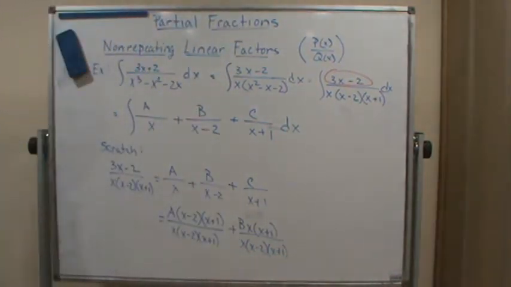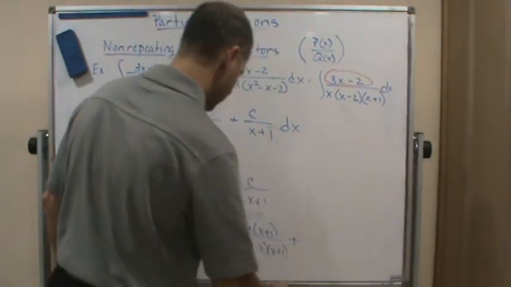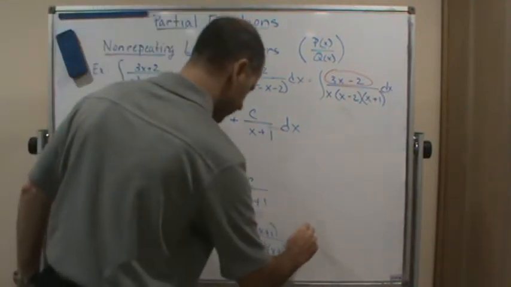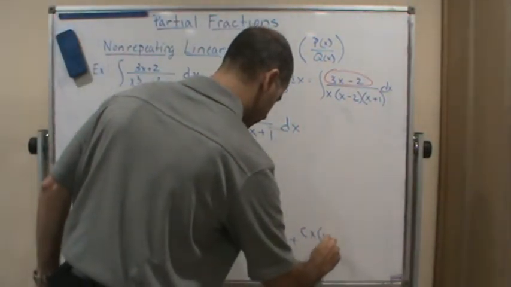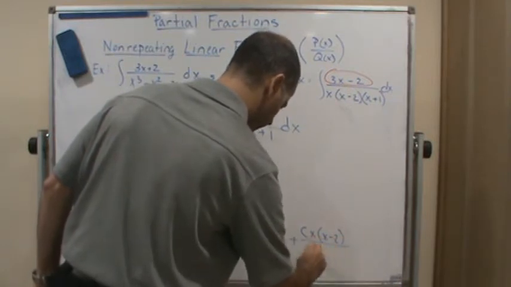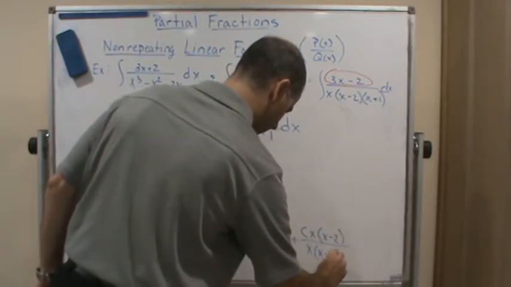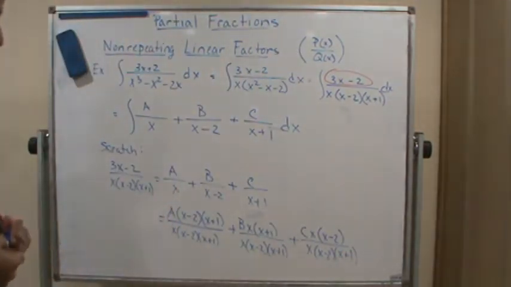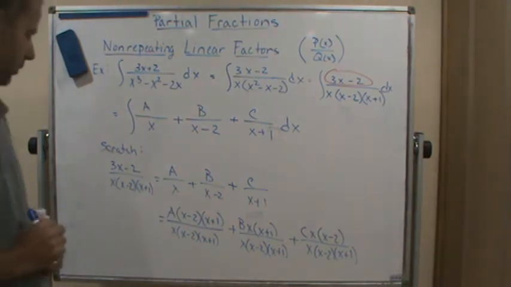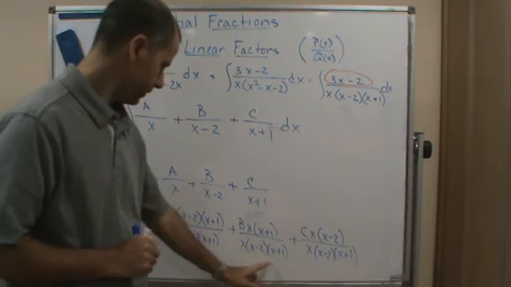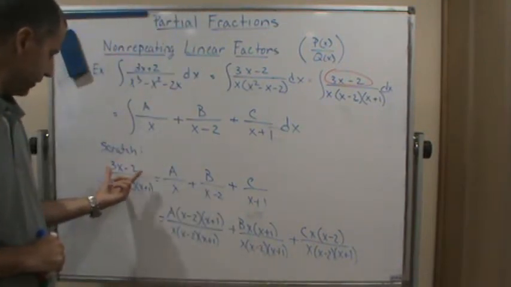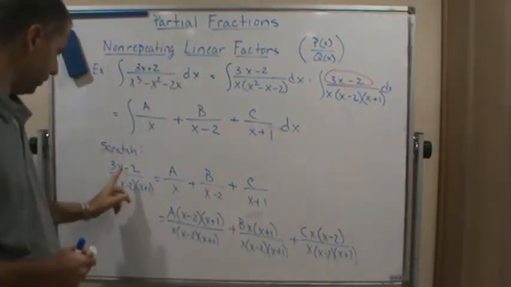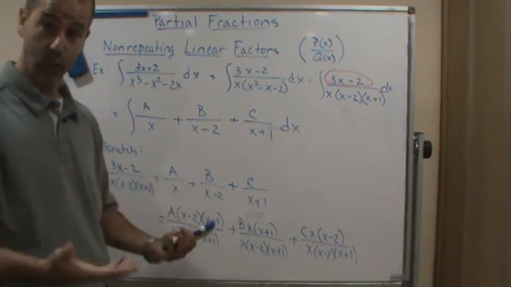Okay, and now I'm going to do the last one, c. C has x plus 1 here, so I'm going to multiply by these two. So I'm going to say I have c x times x minus 2 over x times x minus 2 times x plus 1. So now look what I did. I got this to be the same over here, and now I know that the numerators must add together. So this plus this must equal this numerator. Well, guess what? That's my equation.